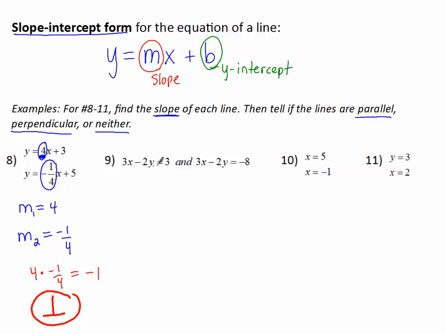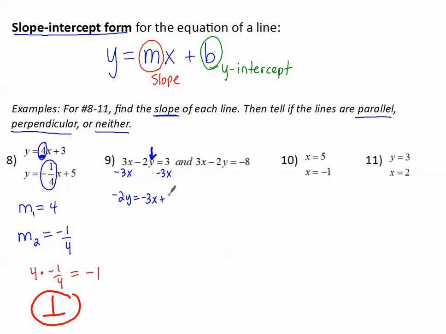Now look at the next one. Notice the y is not by itself. It doesn't say y equals mx plus b style. So we have to make it say that. Let's solve for y in this first equation. I need to move the x's over, so I say minus 3x on both sides. Negative 2y is left over, equals negative 3x. I'm going to put the x first because mx plus b is what I want it to look like.